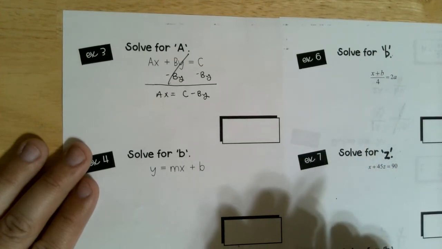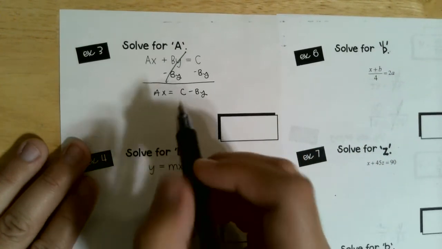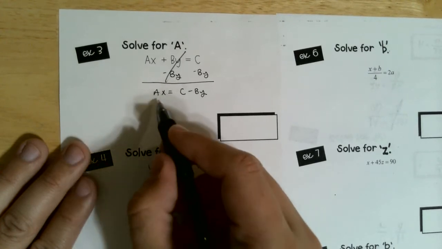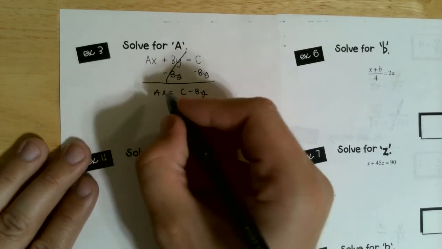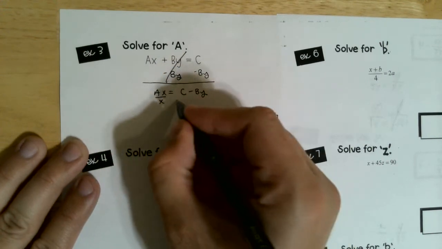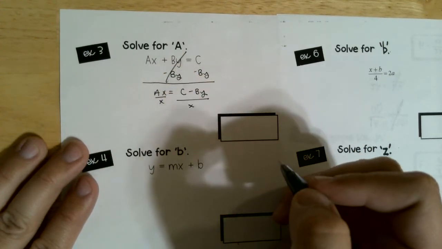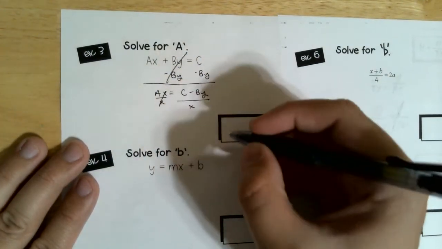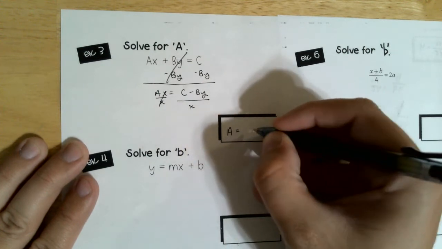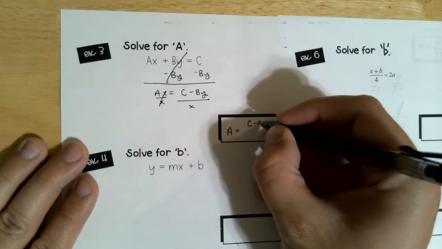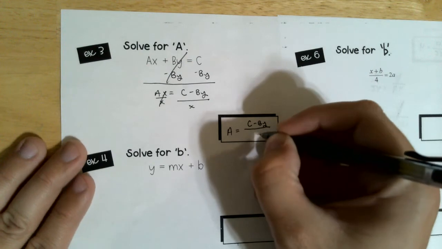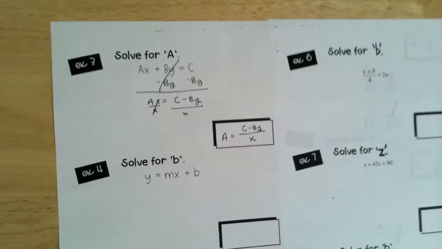Exactly how it looks. So now, we want to get a alone. Well, a is being multiplied by x. So to undo multiplying by x, we're going to divide by x. So the x's will cancel out, and we'll be left with a is equal to c minus by, all divided by x.